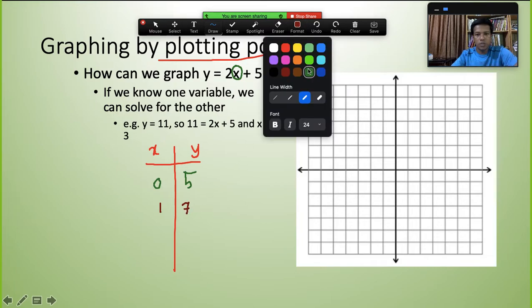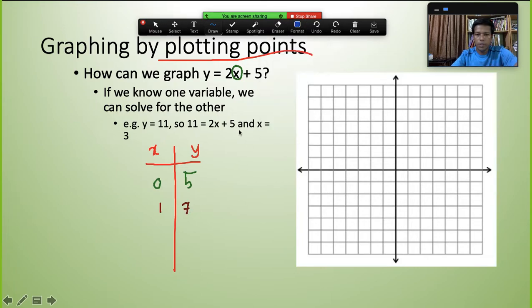Then if x equals something else, let's say minus 1, then if we put minus 1 here, it is minus 2. Minus 2 plus 5 equals 3. Now we can go on for more numbers.